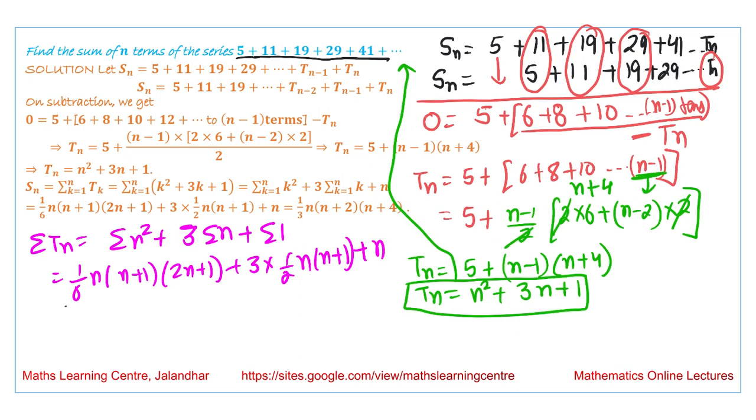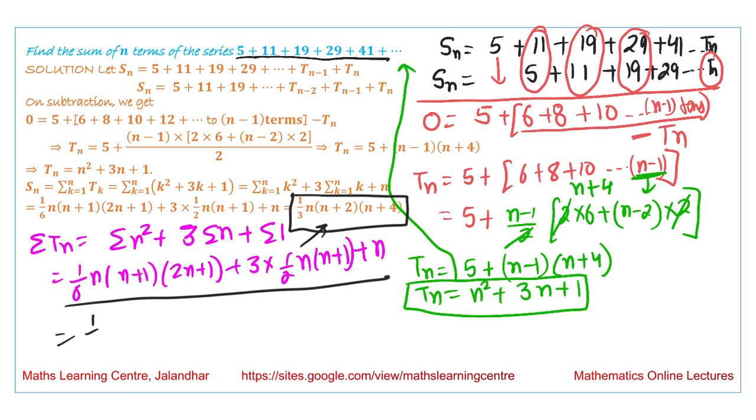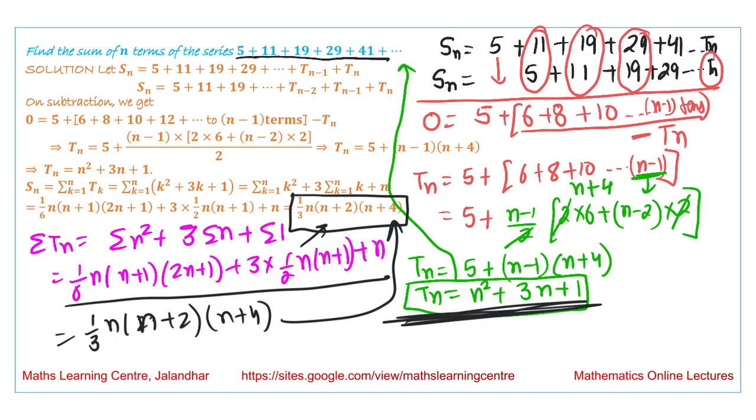Now if you solve and simplify this value, you will obtain the answer in the form 1/3 n into (2n plus 2) into (n plus 4). So this is the sum of this series. So what we have done is calculated the general term by using this method, by subtracting the terms of the series after shifting them to the right hand side, and we have obtained the general term over here.